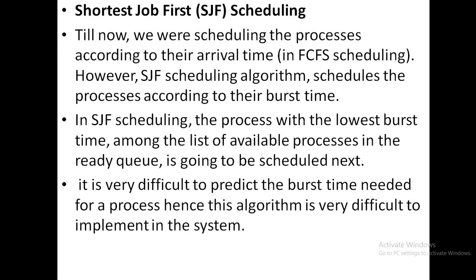So here are the notes. Till now we were scheduling the processes according to their arrival time. However, the SJF scheduling algorithm schedules the processes according to their CPU burst time. In SJF scheduling, the process with the lowest burst time among the list of available processes in the ready queue is going to be scheduled next. It is very difficult to predict the burst time needed for a process. Hence, this algorithm is very difficult to implement in the system.